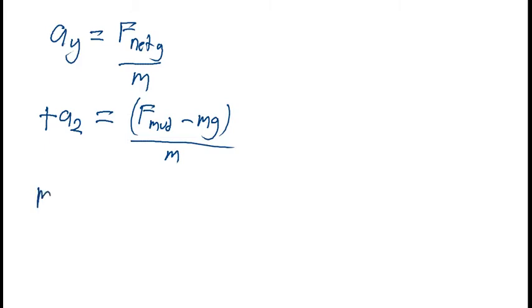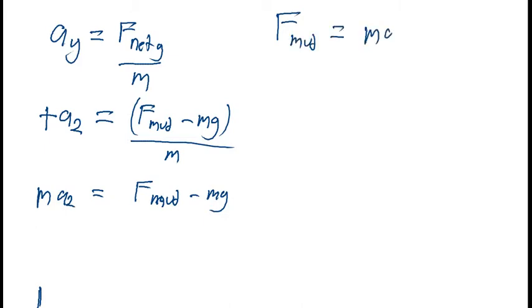So I'll have m times A2 equals the force that the mud exerts minus the weight. And if I take the weight to the other side, I get the force that the mud exerts is equal to m times A2 plus m times g. And I could factor out that factor m and get m times A2 plus g.